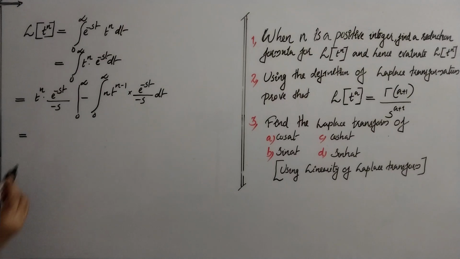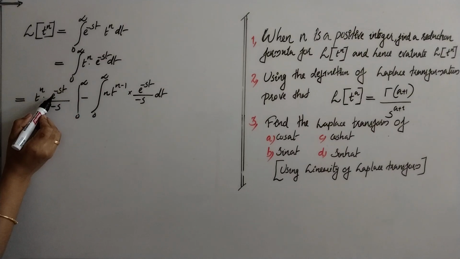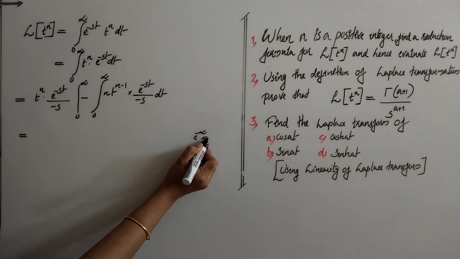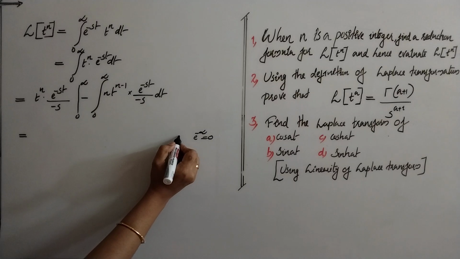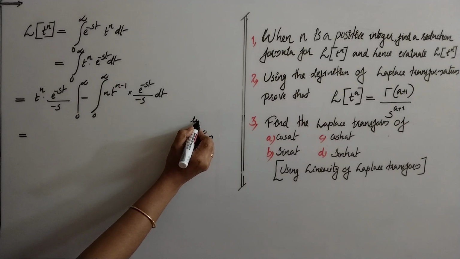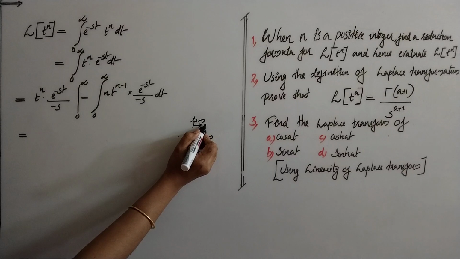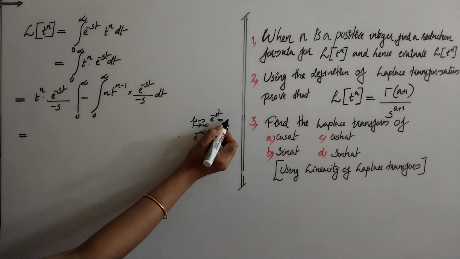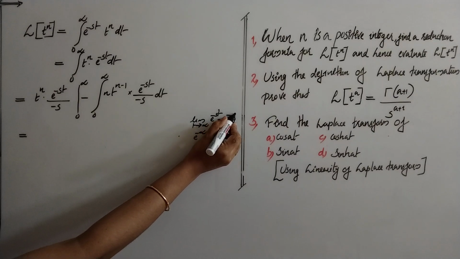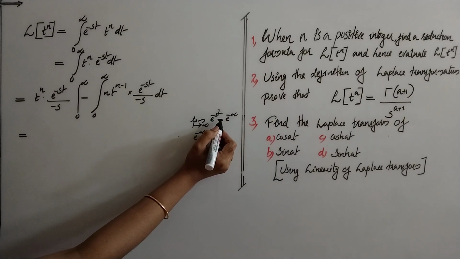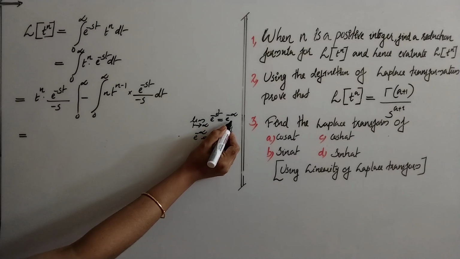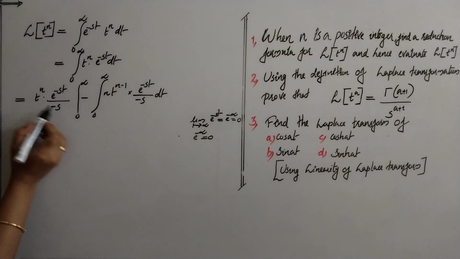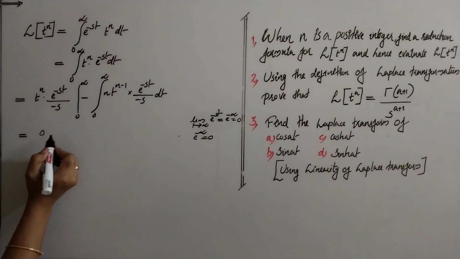Here we apply the upper limit, this function becomes 0. Limit t tends to infinity e raised to minus st is equal to e raised to minus infinity. When t tends to infinity, e raised to minus st is e raised to minus infinity, which is equal to 0. If you apply the lower limit, this term will be 0. So here it is 0.